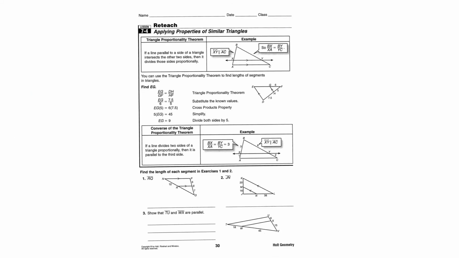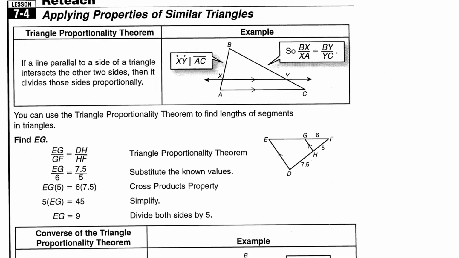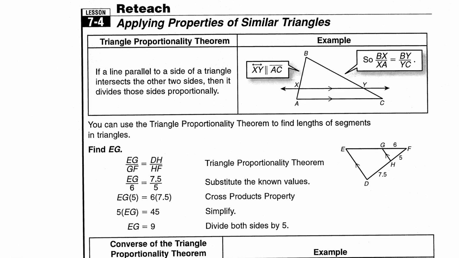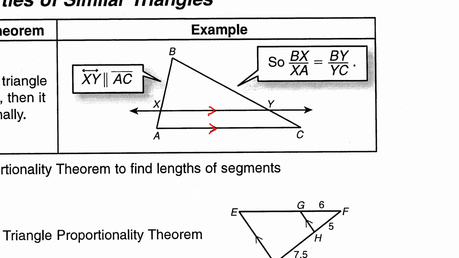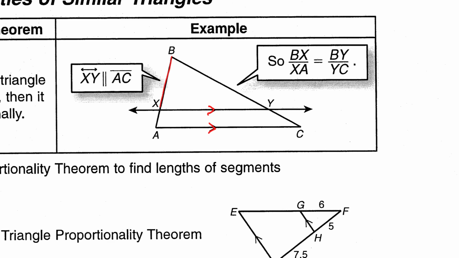Okay, so today what we're talking about is just different proportional relationships in triangles. On this first one, it says if a line parallel to a side of a triangle intersects the other two sides, then it divides those sides proportionally. So what do these two little arrowheads mean here again? Means parallel. You see that extra set of arrowheads, it means that they're parallel. So notice what this says right here. If that's parallel, then BX, I'm talking about this right here, BX is to XA as BY is to YC.